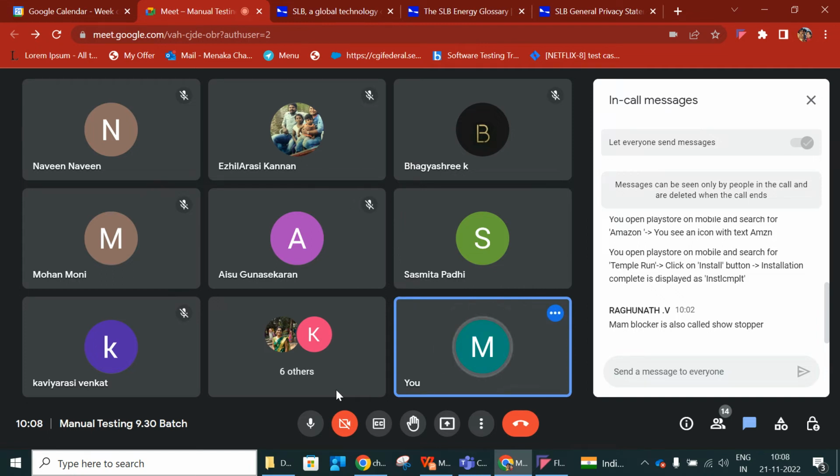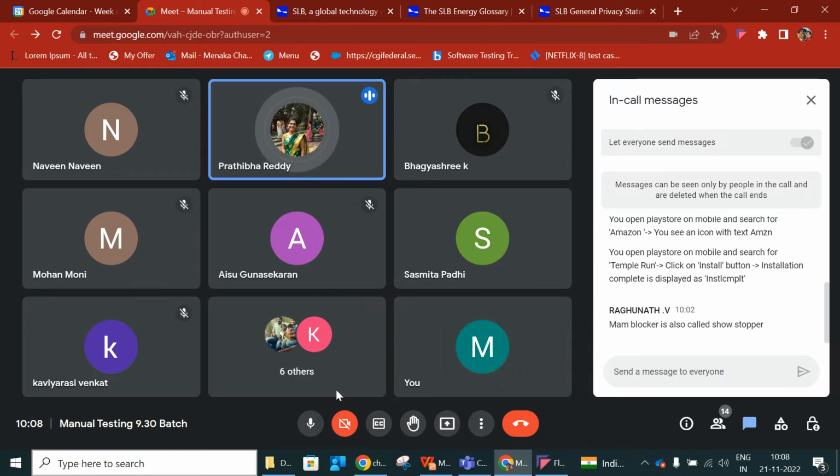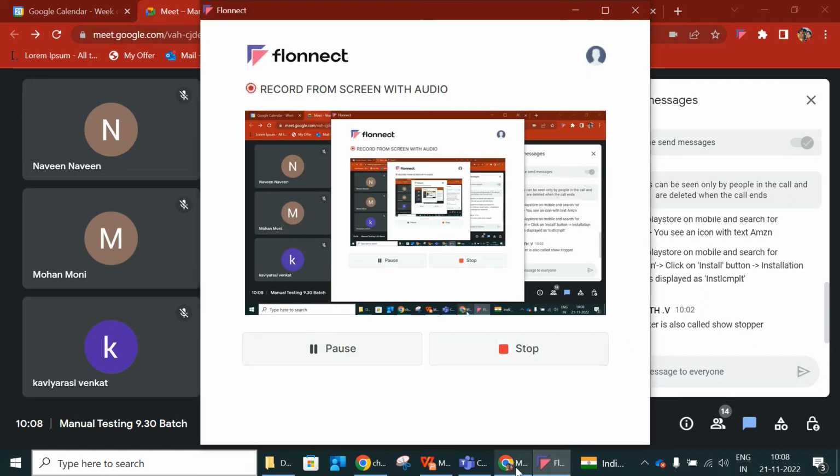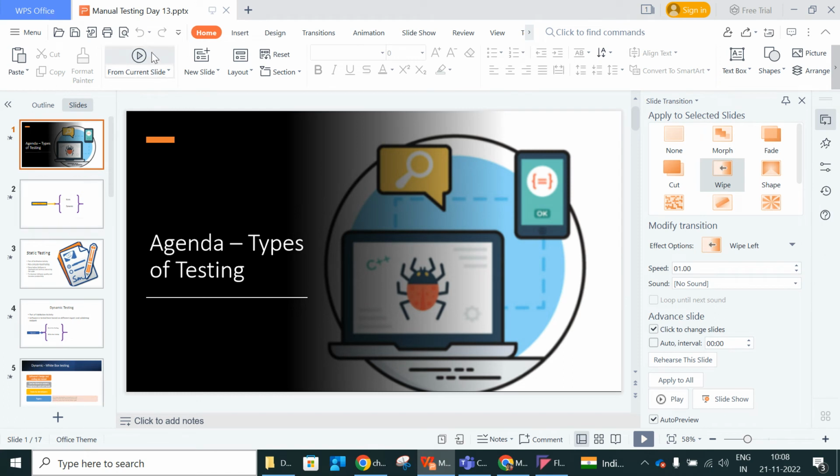Kiran, I'm checking yours. The third one, how does it fall under high priority, ma'am? It affects the business. Imagine you open Play Store and search for Amazon. Instead of your normal Amazon icon, you see something different. You'll obviously feel that it is not Amazon. We may think it is a duplicate site. That's why it is high priority.